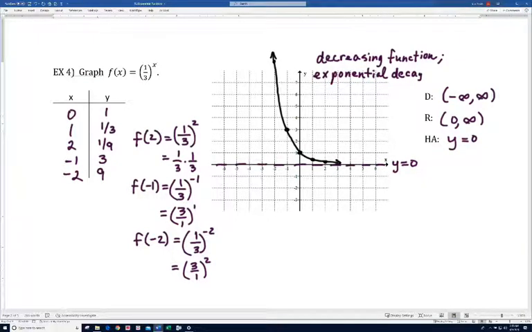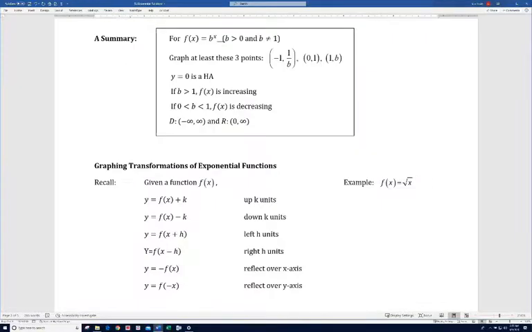And again, if I asked you what the most important point was, that would be the point (0, 1), the y-intercept. So what we're going to end up doing is finding 3 points when we graph these types of functions. It'll be the y-intercept and a point on each side of the y-intercept. All right, let's move on to the next slide. So we're going to go ahead and summarize now.